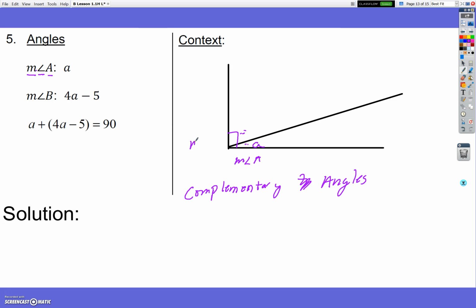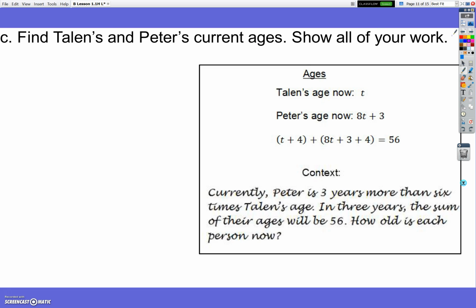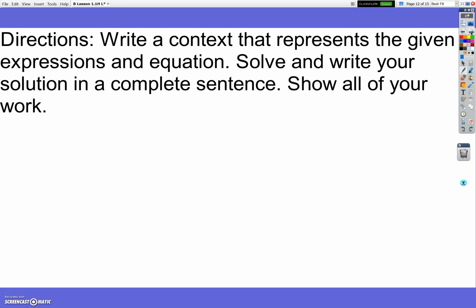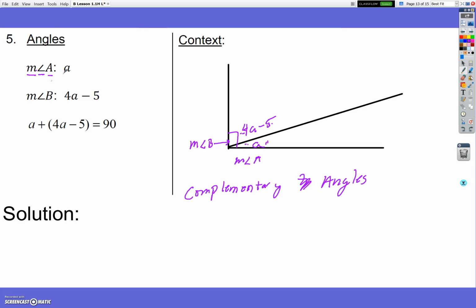Here, this is saying measurement of angle B right here. I don't know what it is, but we're going to define it as 4A minus 5. And I know when I add these 2 angles together, it's going to add up to 90 degrees. So similar, I want you guys to write a story based off the equations. So go ahead and do your best.